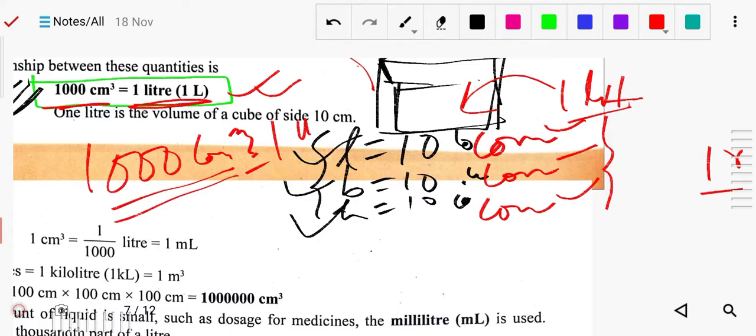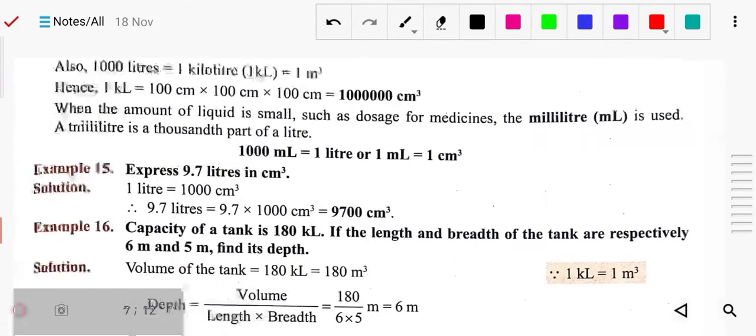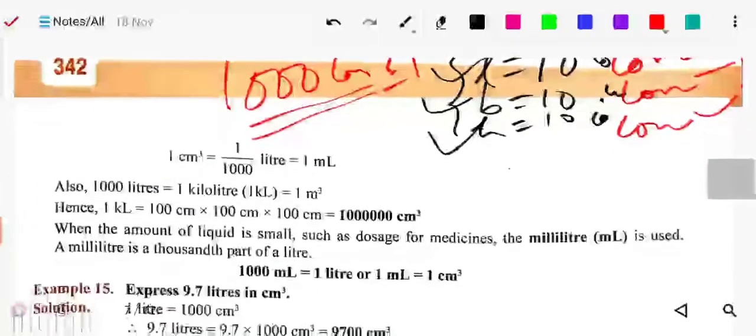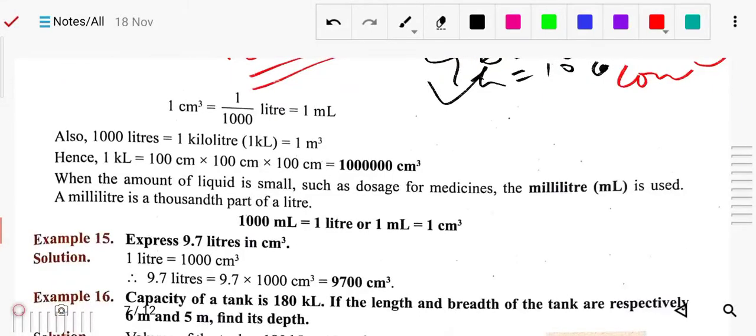Got it? Based on this, we will solve some questions. These are some relations, so you can go through them and learn them. If you have any difficulties, write them down and we can solve them again. You will understand. Just learn it. 1000 milliliter equals 1 liter, and 1 milliliter equals 1 centimeter cube. Likewise you can learn it.